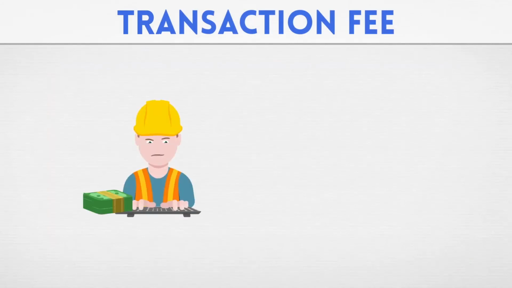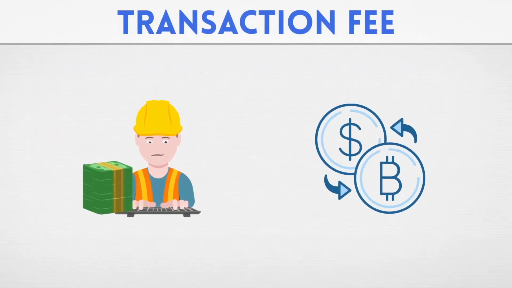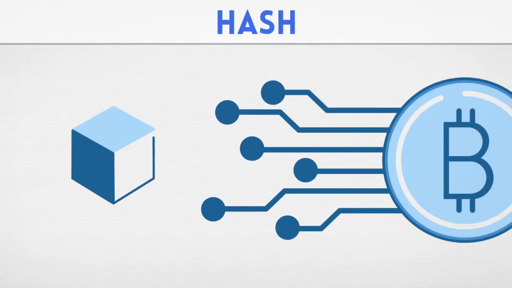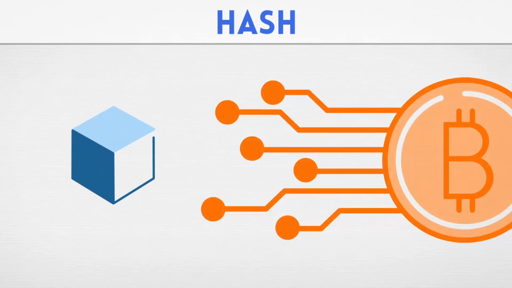The transaction fee is paid to the miners, and exchanges also have transaction fees they charge when you do a transaction on their platform. A hash is a string of data that identifies a block and all of its content, and it's always unique, just like a fingerprint.